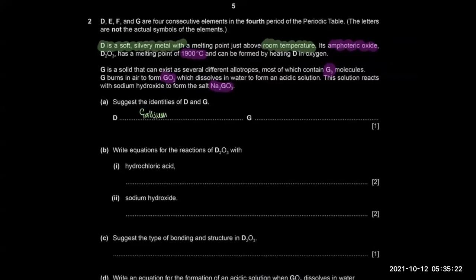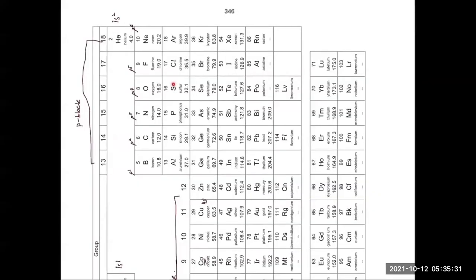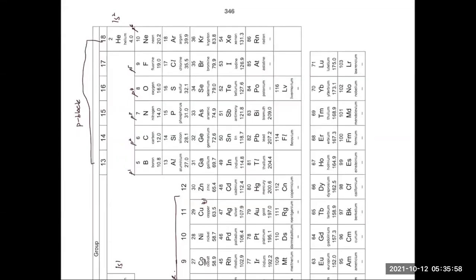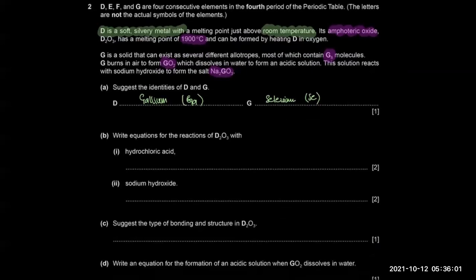And what about G? G is most similar to what? G8 molecules. G is similar to sulfur, right? So if you look at sulfur, what do we have in the same period? Selenium. Right? As was mentioned. So what we have here is G is selenium. You can also write the symbol if you want, Se. So selenium and gallium. Write equations for the reactions of D2O3 with hydrochloric acid.